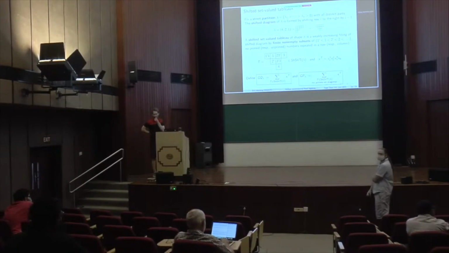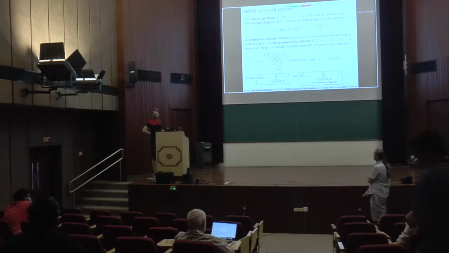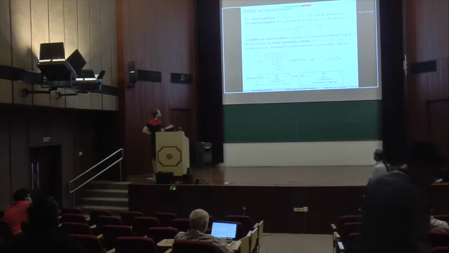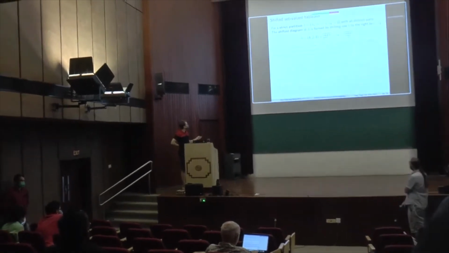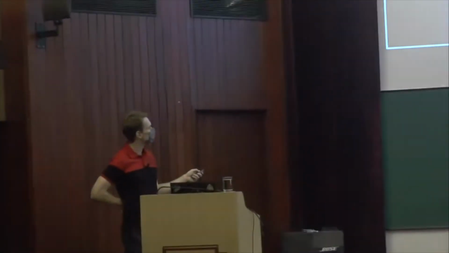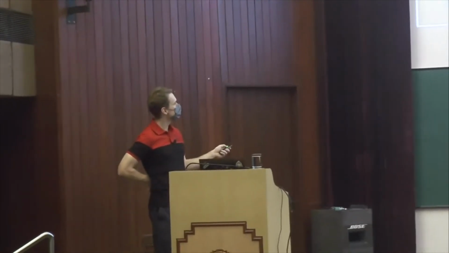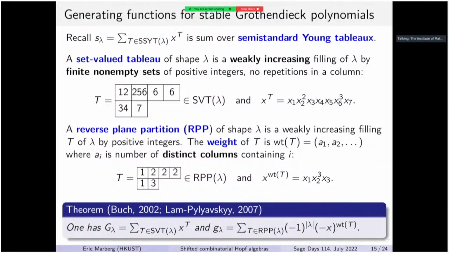But even in the previous diagram, you have 1 repeated twice. In the previous slide, maybe. Here. Yeah, so this is the plane partition. So it's different conditions: we have tableaux and then we have plane partitions. The plane partitions have fewer conditions. They're just weakly increasing, and you can repeat anything you want.